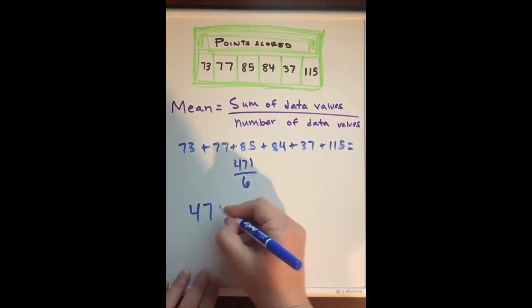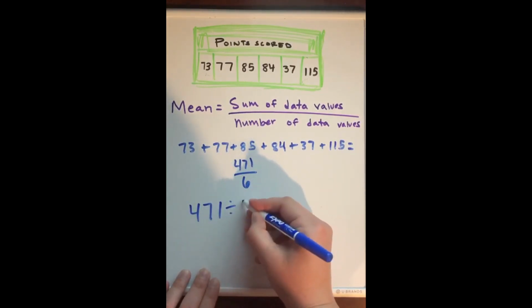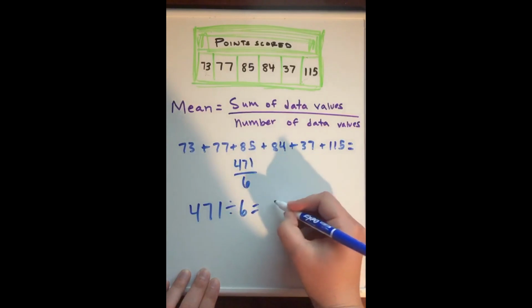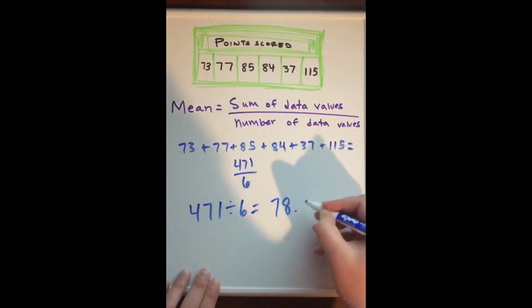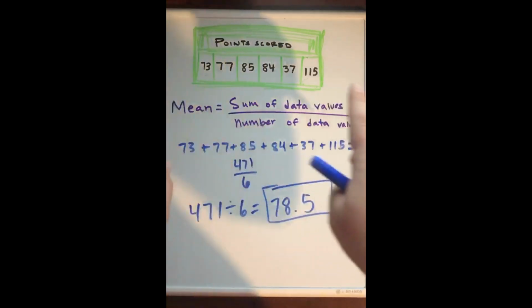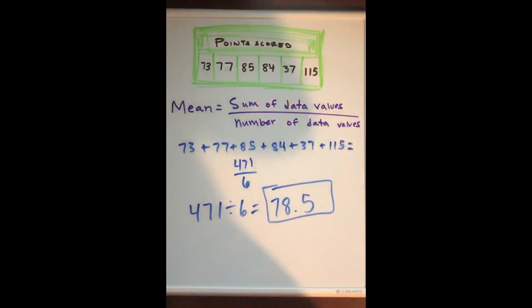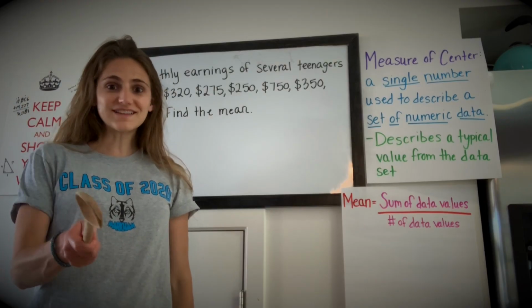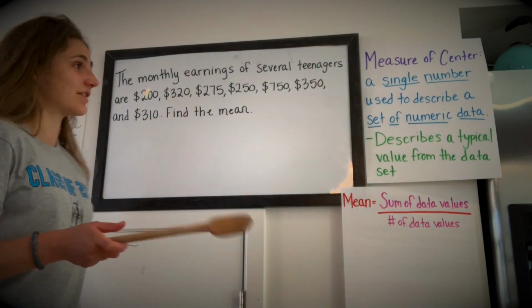So when I do 471 divided by 6, I get 78.5. So our mean of these points scored is 78.5. Okay, let's take a look at one last example together.